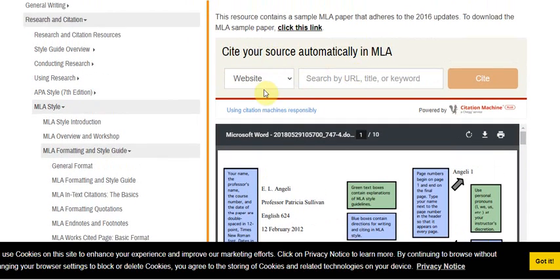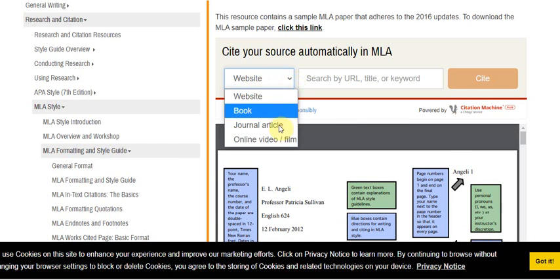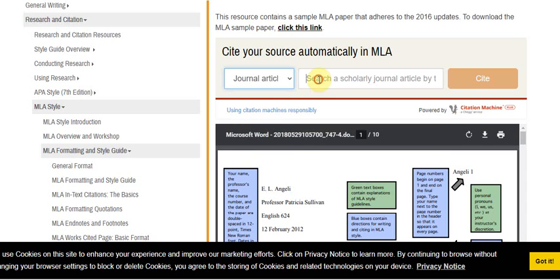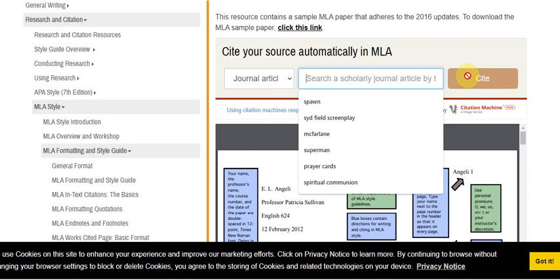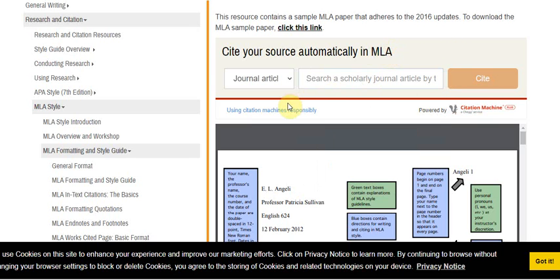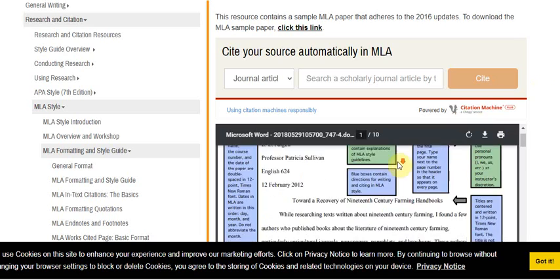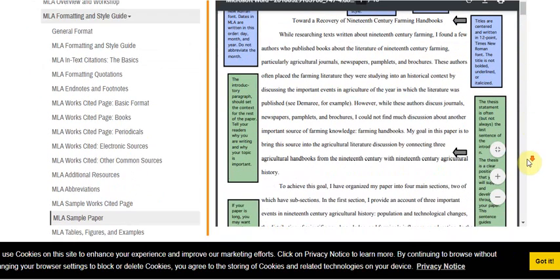But also you can put in your source, your citation, and you just select from this drop down. If you're doing a journal article, which is what you'll be doing, then you can search, and it may appear here, and they may be able to have that citation done for you, and it's powered by Citation Machine. So just be careful with that. Again, I personally don't like using them myself.